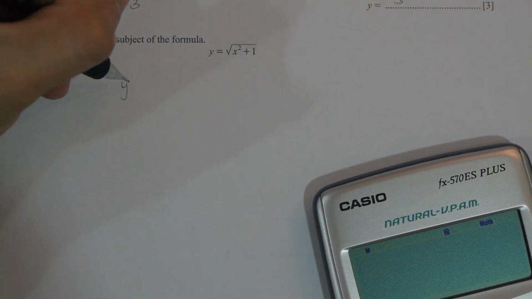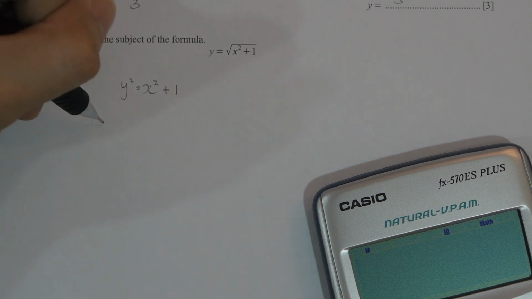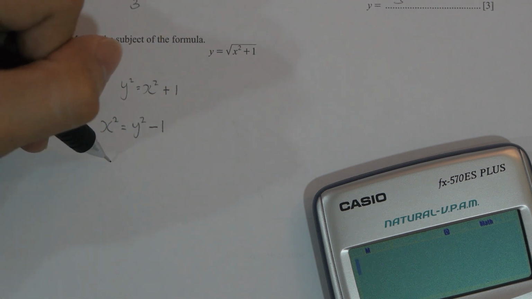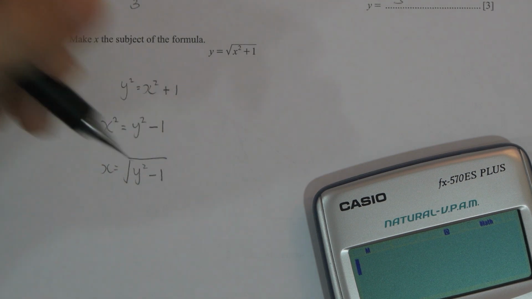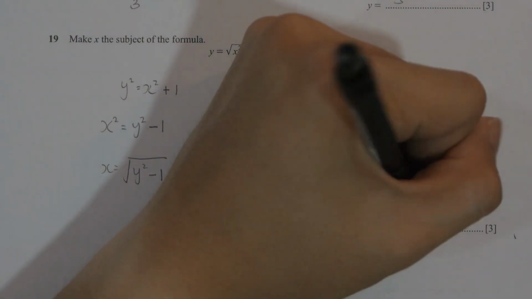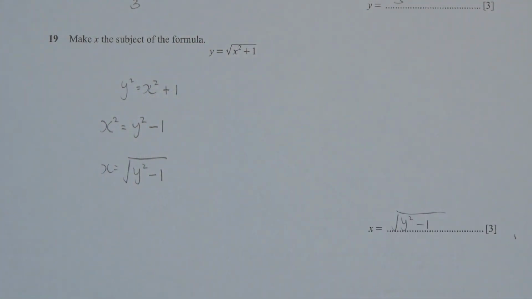Question 19. First thing, you're required to get rid of the square root first, okay? By squaring y, then you'll be able to get rid of it. So now you do the shifting. You take out the x squared and then shift the y to the other side, okay?